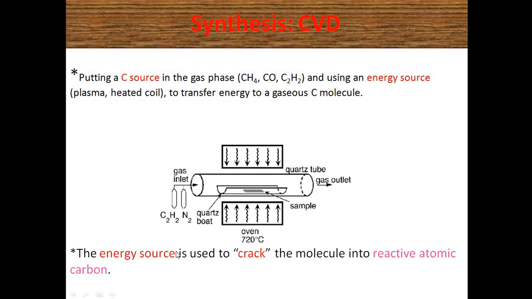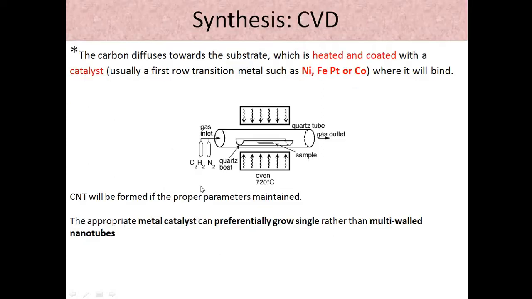Once we pass the energy, cracking of the molecule takes place, and reactive carbon atoms form, which deposit on the substrate. The temperature may be 720 degrees Celsius, and nitrogen is there for an inert environment, as a flue gas generally.